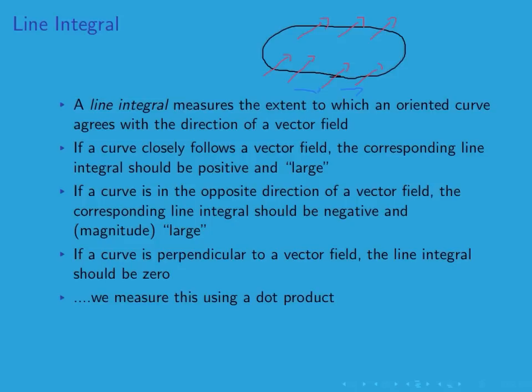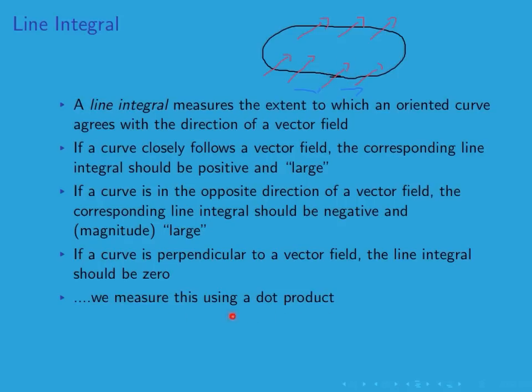If the curve is perpendicular to the vector field, so that is in between behind you and in front of you, then the line integral should be 0. So for example, right over here on this section where the wind is perpendicular to your path, the line integral should be 0, and the same thing on this corner up here. Okay. So how do we measure the extent to which a path and a vector go in the same direction?